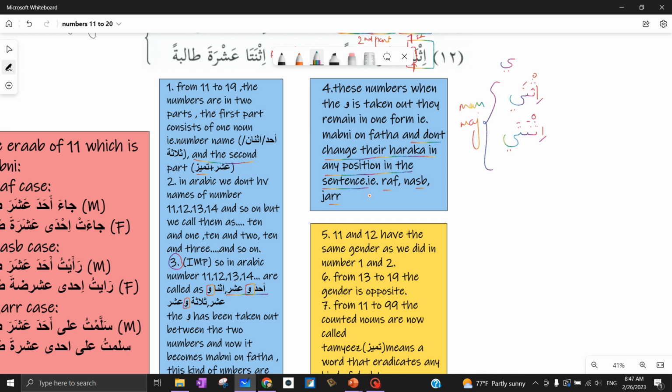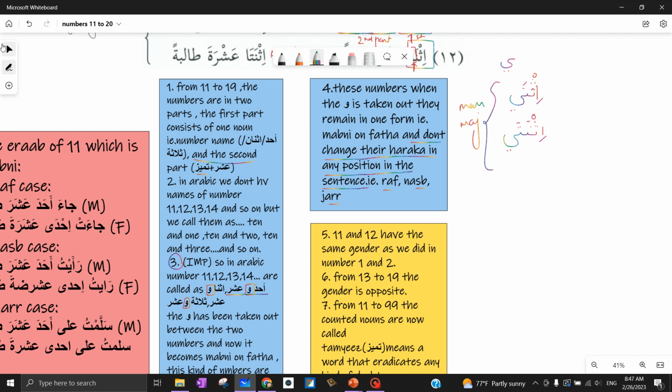I mean to say the dhamma. So it remains mabni on fatha always. In case of marfu, it will remain mabni on fatha. In case of mansub, even then you have to write that it is mabni on fatha. You cannot write that it is fatha zahira. You cannot write the i'rab that way, as we will do i'rab later. I will explain there. In case of majroor, you will write mabni on fatha.